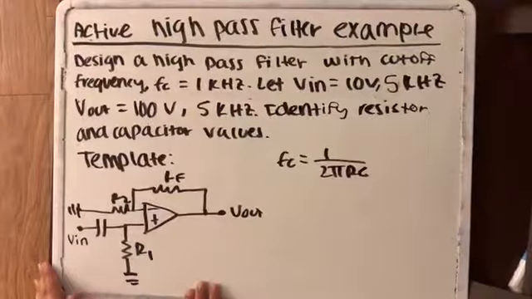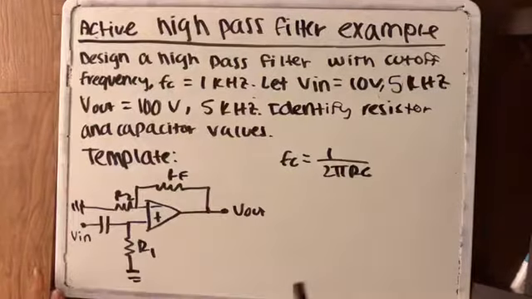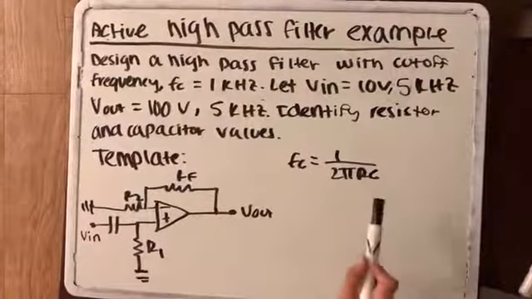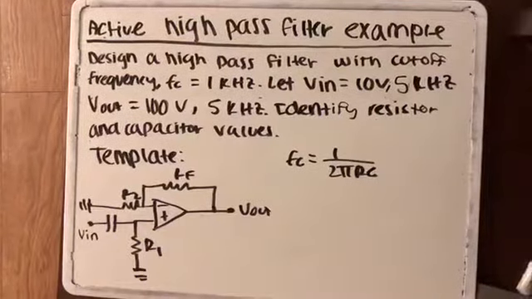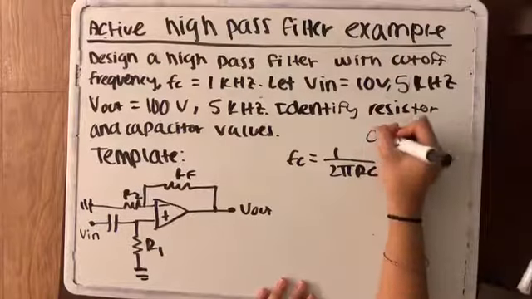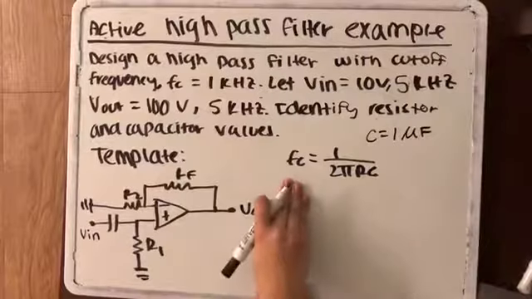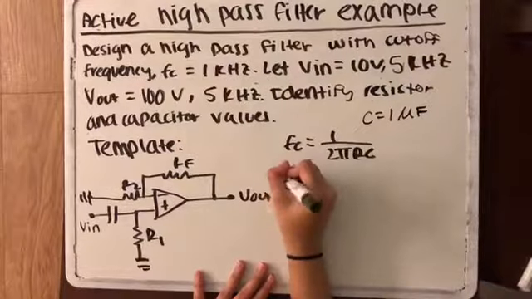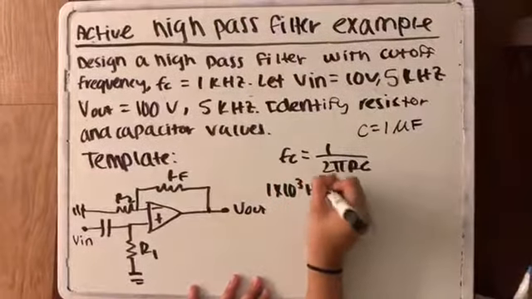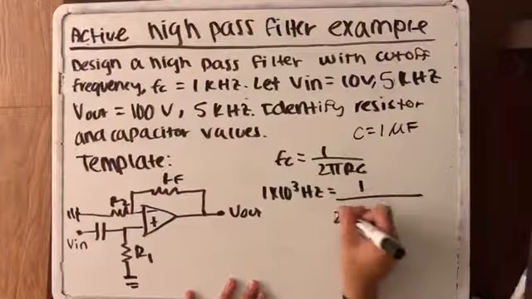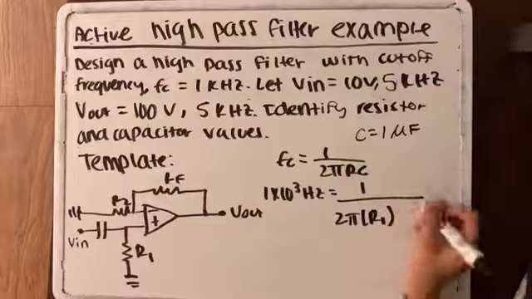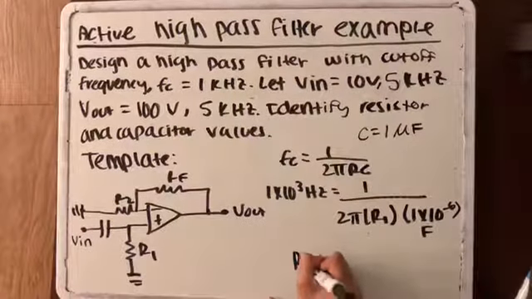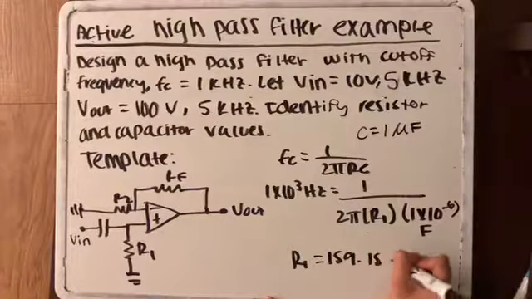This is the template we came up with for this question, and the first thing we're going to do is solve for R. This would be R1, using the cutoff frequency and the capacitor value, and similar to the first one, to make it easy, we're just going to make C equal to 1 microfarad, and we have our FC value and our C value now, so we can solve for R. So 1 kilohertz is equal to 1 over 2 pi R1 times 1 times 10 to the negative 6 farads. And here we get R1 is equal to 159.15 ohms.